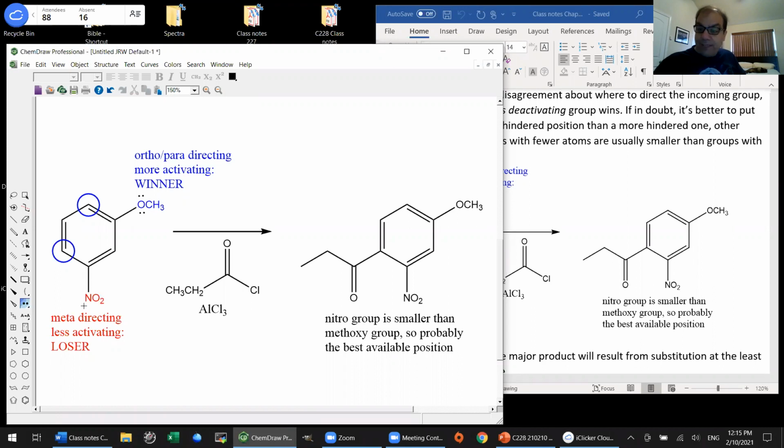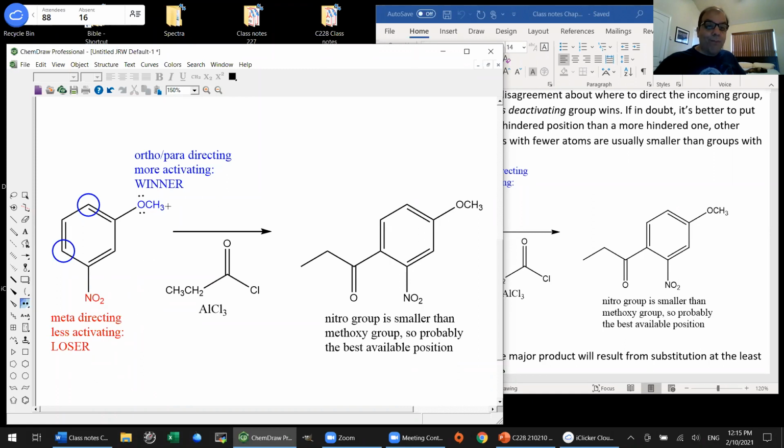It's not going to be a tie. One of the two groups is going to be either more activating or less deactivating. And that's the one that's going to win. Again, I think you will always be able to make that decision. I don't think you're going to be in a situation where you can't tell. If the two groups are different, one of them is going to be more activating and one's going to be less activating.